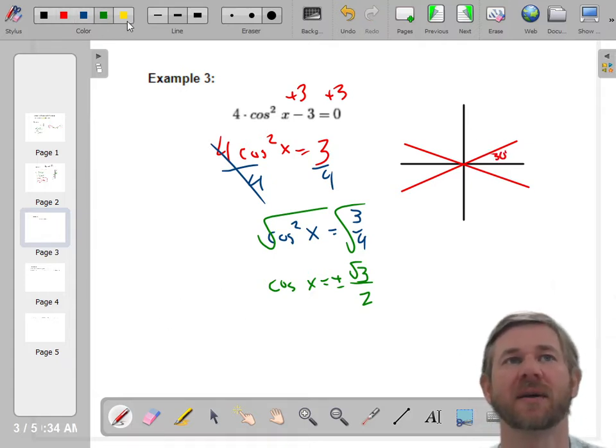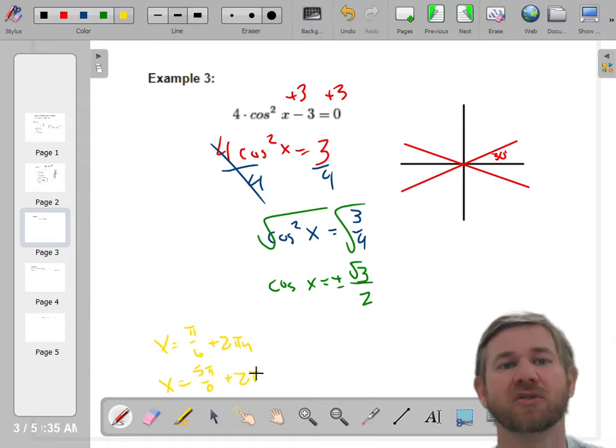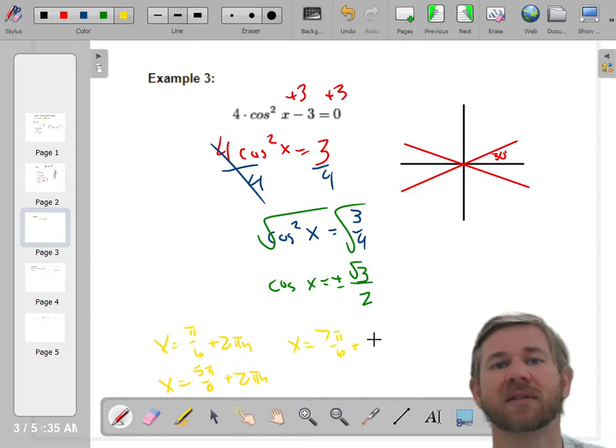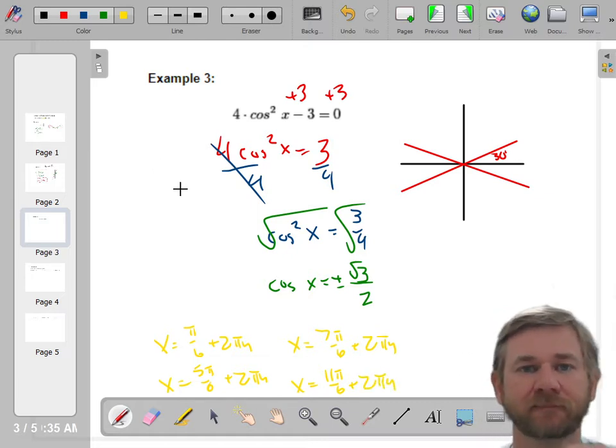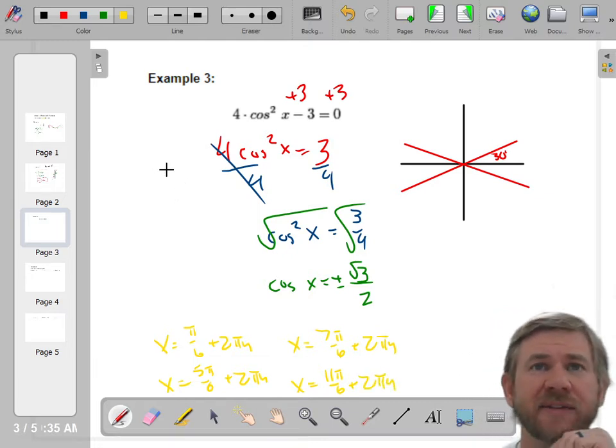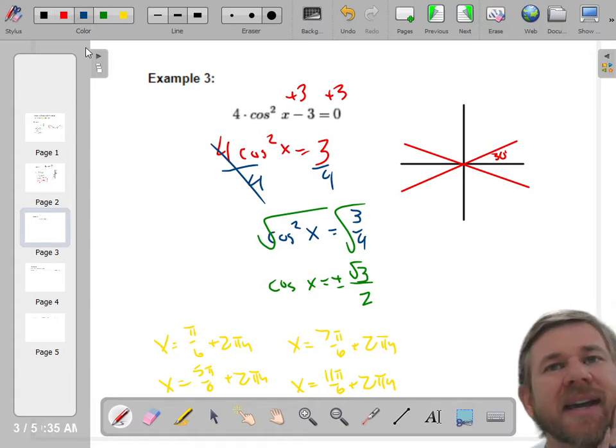So all of the 30-degree reference angles. So if I list them out, I would say x equals pi over 6, plus 2 pi n. Or 5 pi over 6 plus 2 pi n. Or 7 pi over 6 plus 2 pi n. Or 11 pi over 6 plus 2 pi n. So that's all 4.